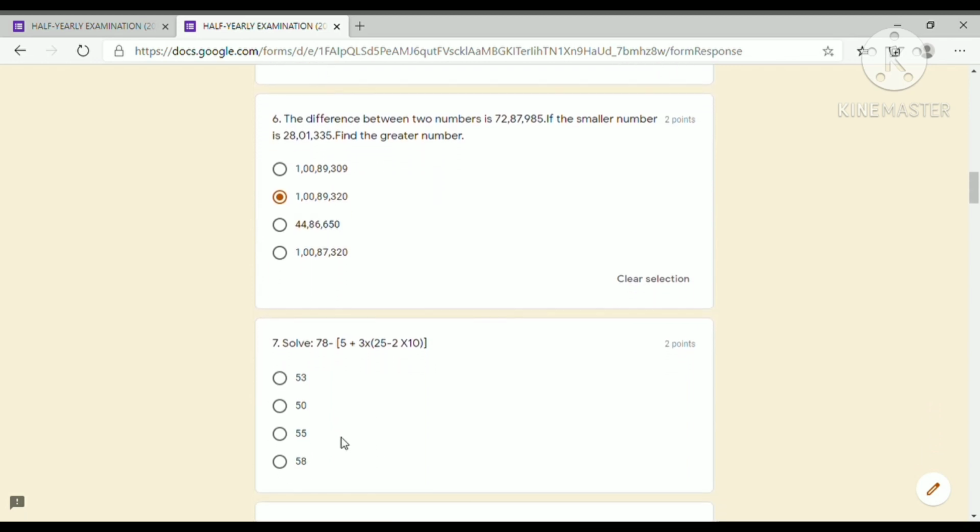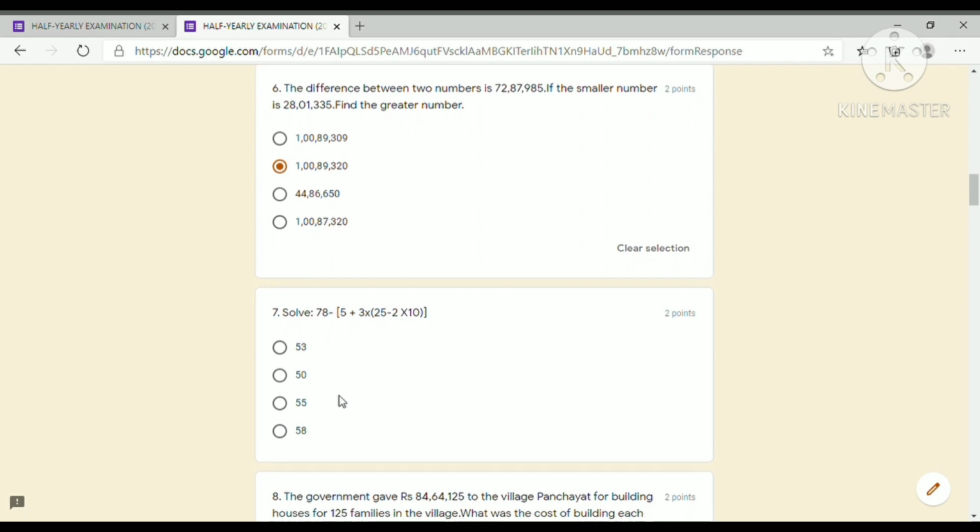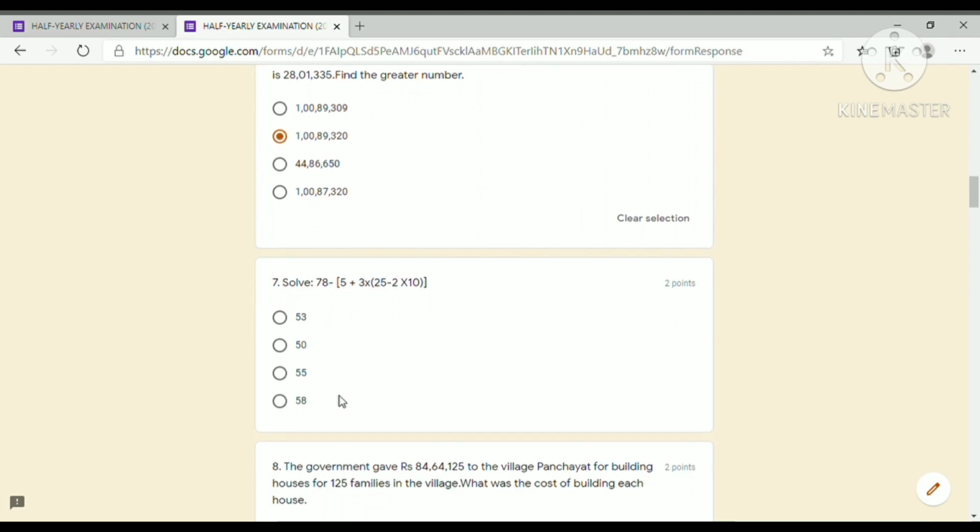We have to solve this using the BODMAS rule: 78 minus, the bigger bracket is there, 5 plus 3 into, the smaller bracket is there, 25 minus 2 into 10, and then the small bracket is closed and then the bigger bracket is closed. Now we have learned the rules in BODMAS. What we have learned is that first we have to perform the operations within the small bracket. If the brackets are there, first we will solve whatever expression is inside the small bracket. Now inside the small bracket there is 25 minus 2 into 10.